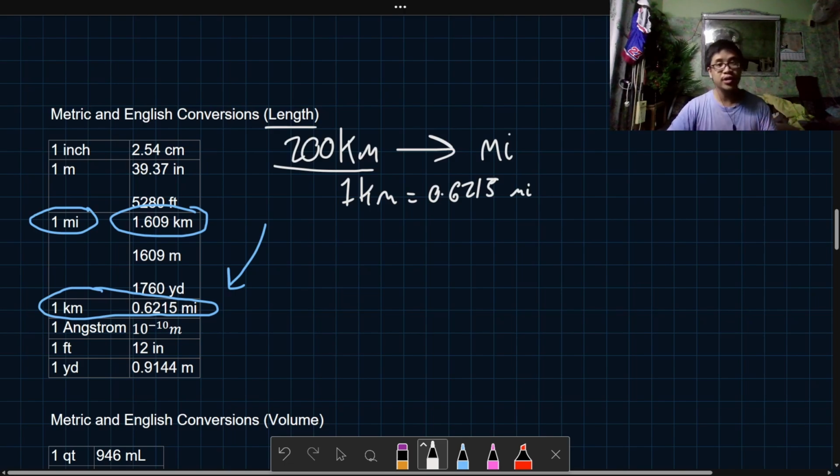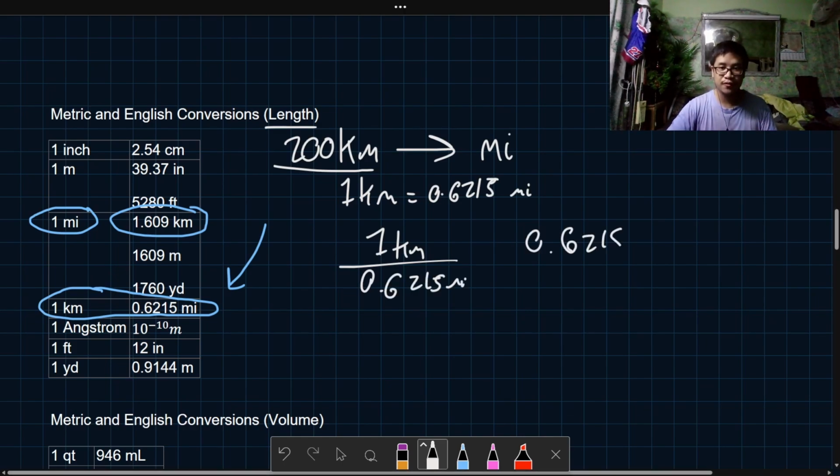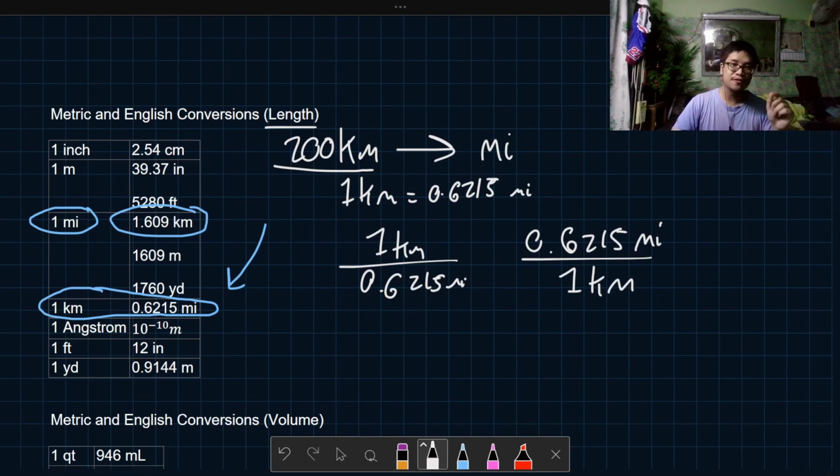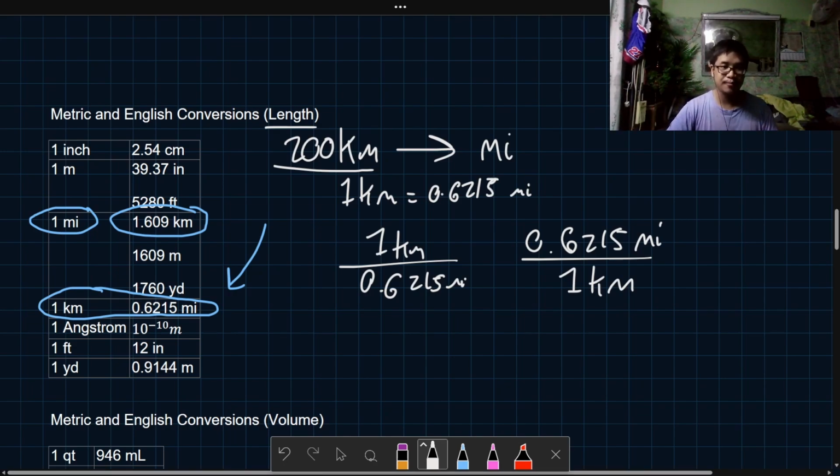Again, you have two choices. It's either 1 kilometer all over 0.6215 miles, or 0.6215 miles all over 1 kilometer. Still, you have to pick which of the fractions you're going to multiply to 200 kilometers where the kilometer unit will be canceled. So it's the second fraction, this one.